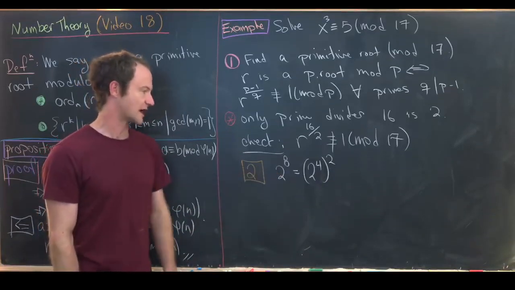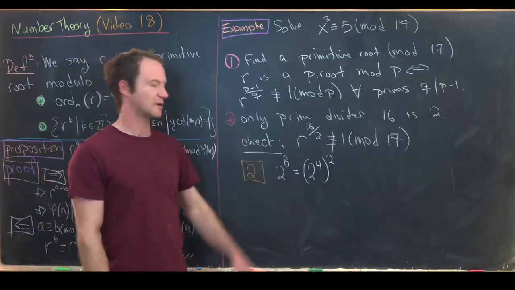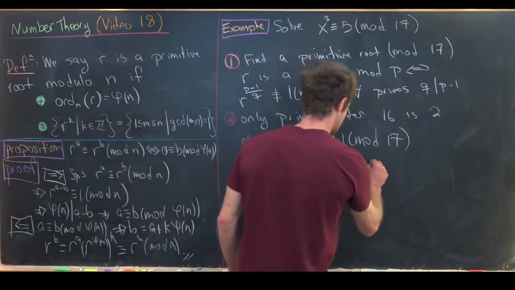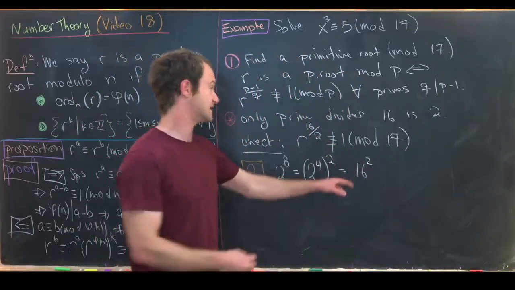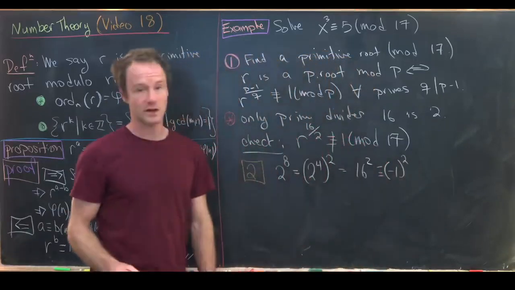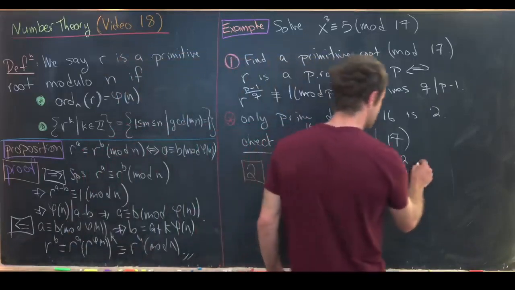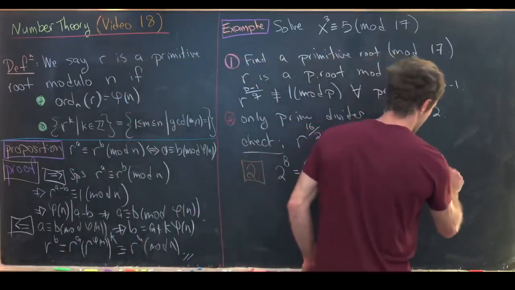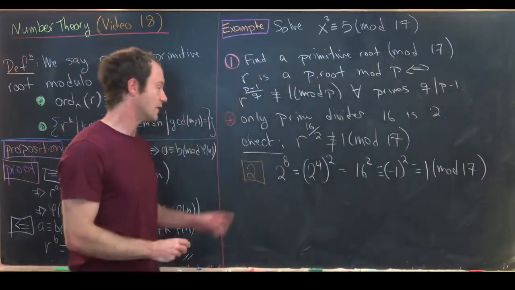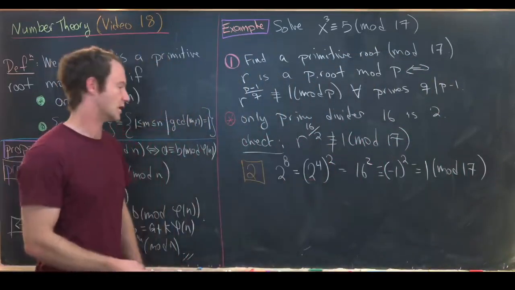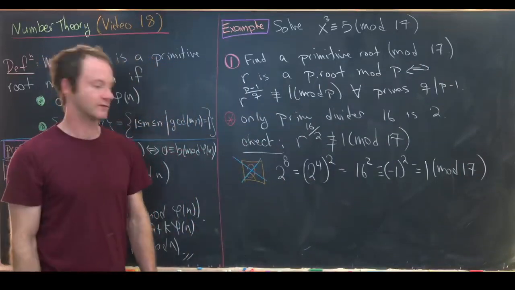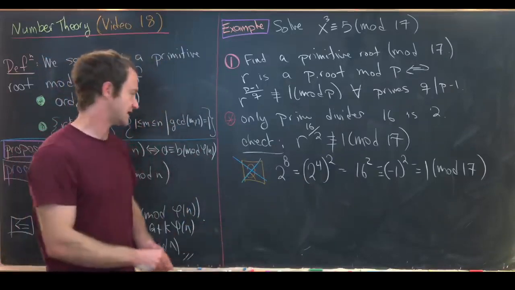Okay, so like I said, we want to calculate 2 to the 8. But by exponent rules, that's 2 to the 4 squared. But notice that that is equal to 16 squared. But 16 is congruent to minus 1, so that's negative 1 squared, where we're working mod 17. But that is congruent to 1 mod 17. But remember, we want this to not be congruent to 1 mod 17. So that means that 2 is not a primitive root. So let's move on to the next number.